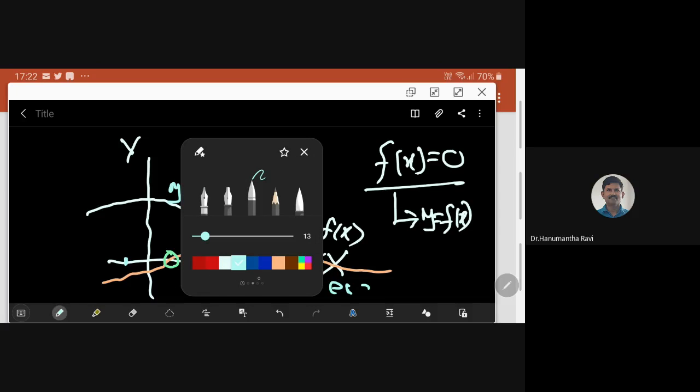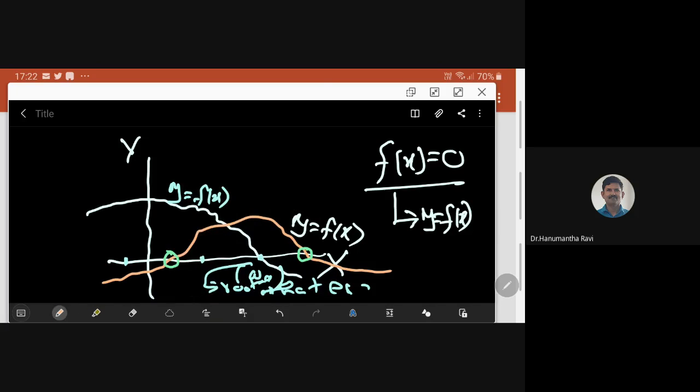So what is happening here? At this point, f of x is negative, and at this point f of x is positive. So f of x into f of x, the product of these two things, is always negative. If you take this point and this point, similarly here also you can observe that f at this point into f at this point is negative. On the other hand, if you take these 2 points, it is positive.